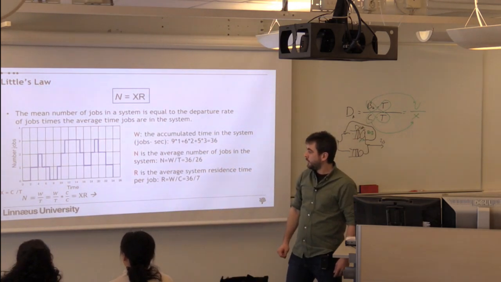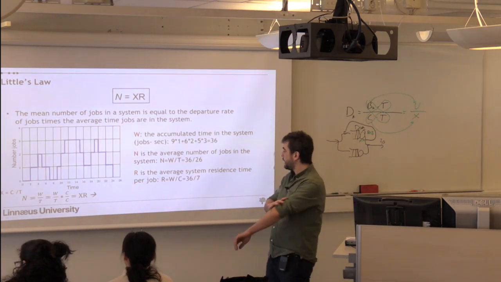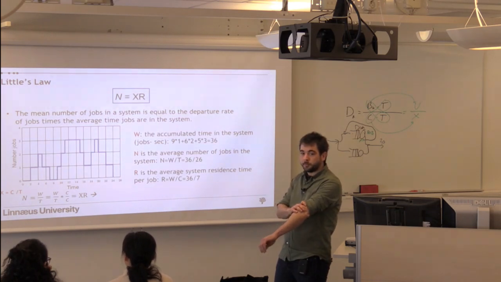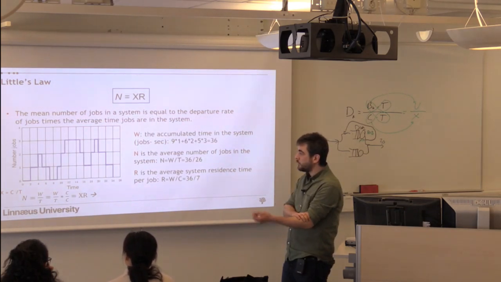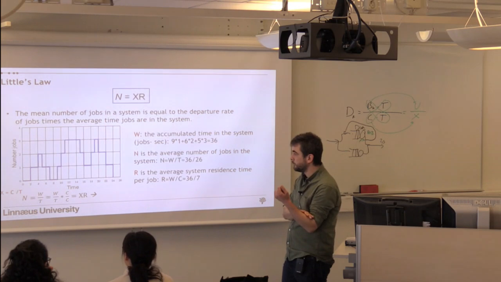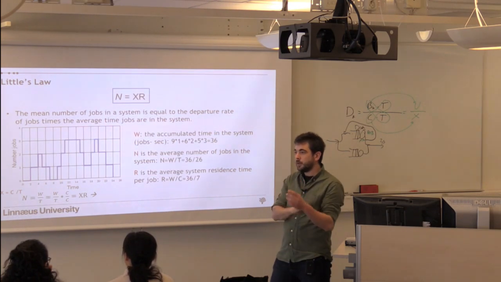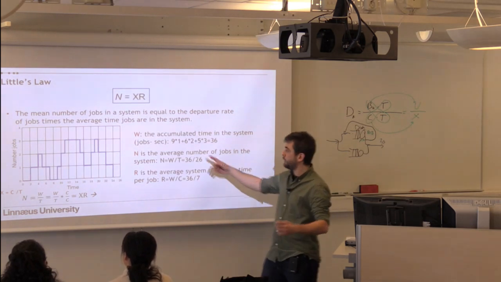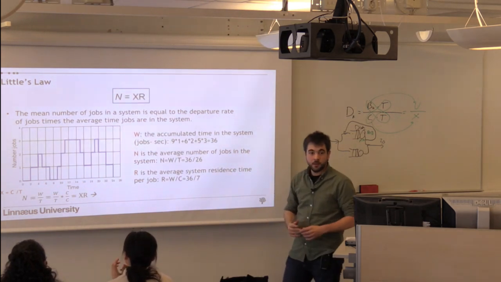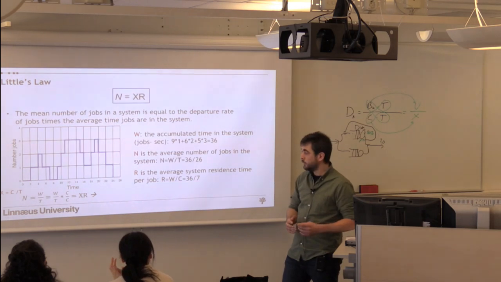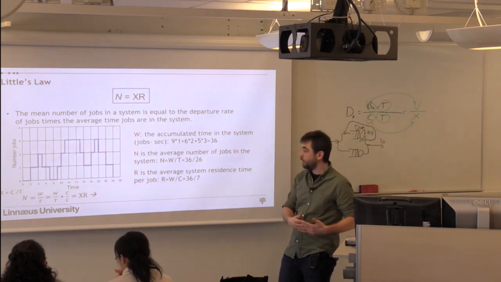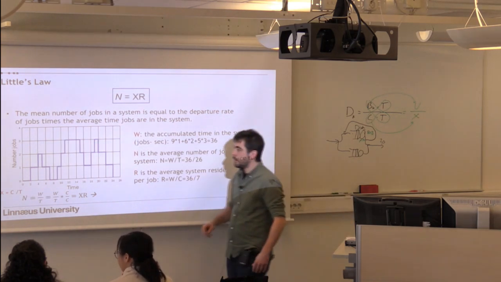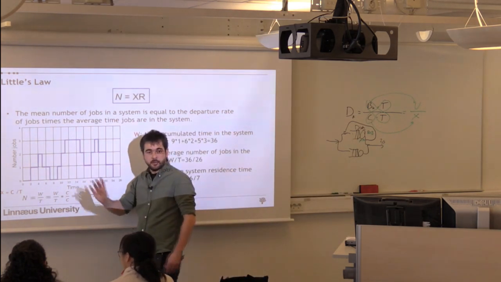And R is, we define now, the average system residence time for each job. So how much time each job was in the system. We see that the sum of all jobs that were in the system, the accumulated time, is 36. And we had 7 jobs, so the average time for each job is 36 divided by 7. Maybe some jobs took less time and some jobs took more time.